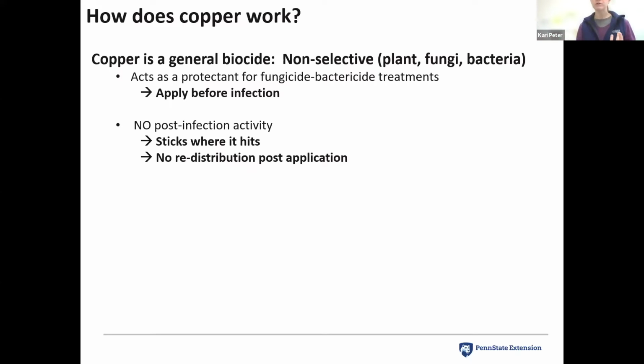So whether that's a plant cell, a fungal cell, or bacterial cell, it acts as a protectant when it's used as a fungicide or bactericide treatment. And so consequently, it needs to be applied before the infection occurs. So that fungal cell or that bacterial cell needs to see that copper particle on the plant tissue in order for that copper to work. There's no post-infection activity like some of your other translaminar fungicides you may use for like apple scab.